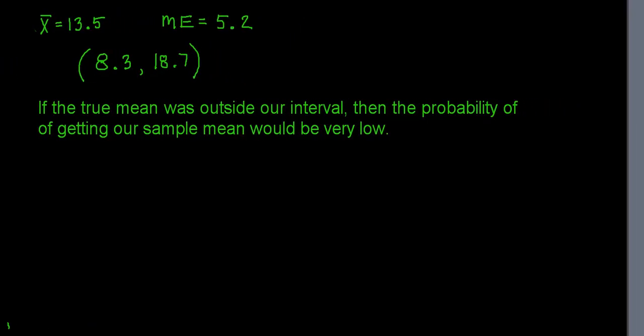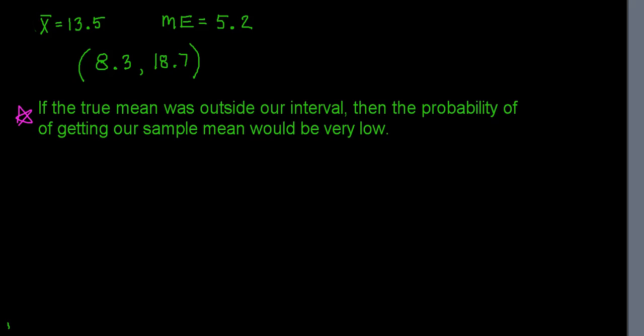Now, this often comes up on the AP Stats test, and I want to make sure I'm very clear on this. I've seen this statement worded many times, and I want to make sure everybody understands it. So let's go back to our interval, 8.3 to 18.7. This is a statement that I've often seen on multiple choice. It'll say something like this: if the true mean was outside our interval, then the probability of getting our sample mean would be very low. Okay, that's a great statement, but a lot of kids don't understand why.